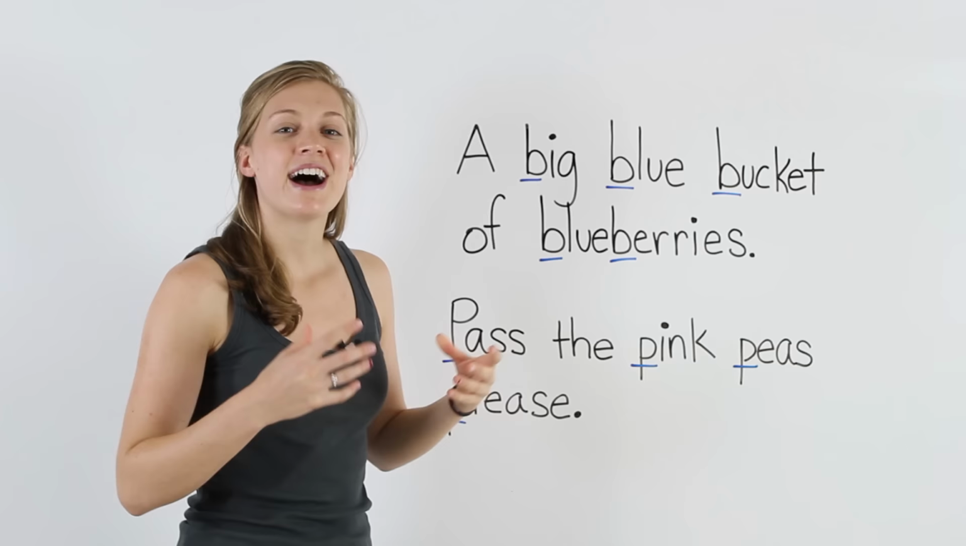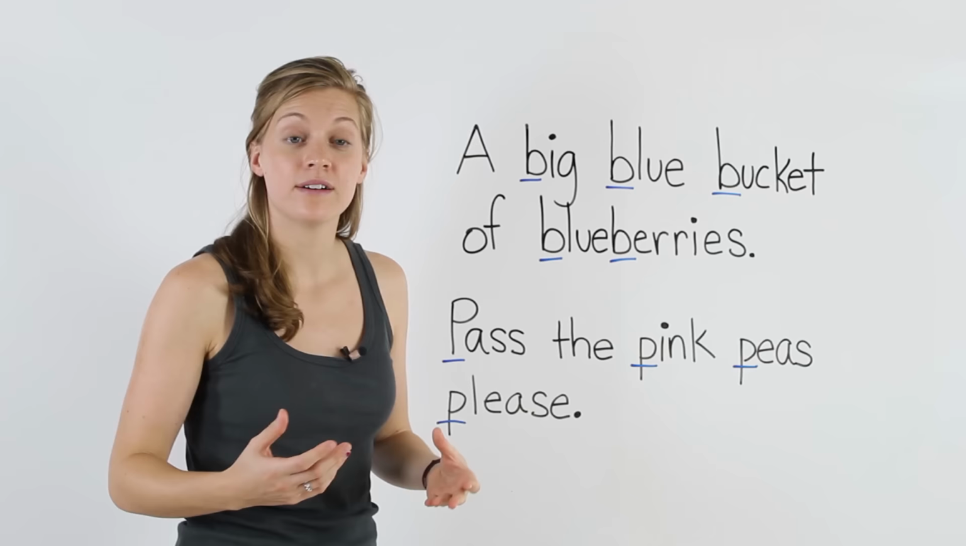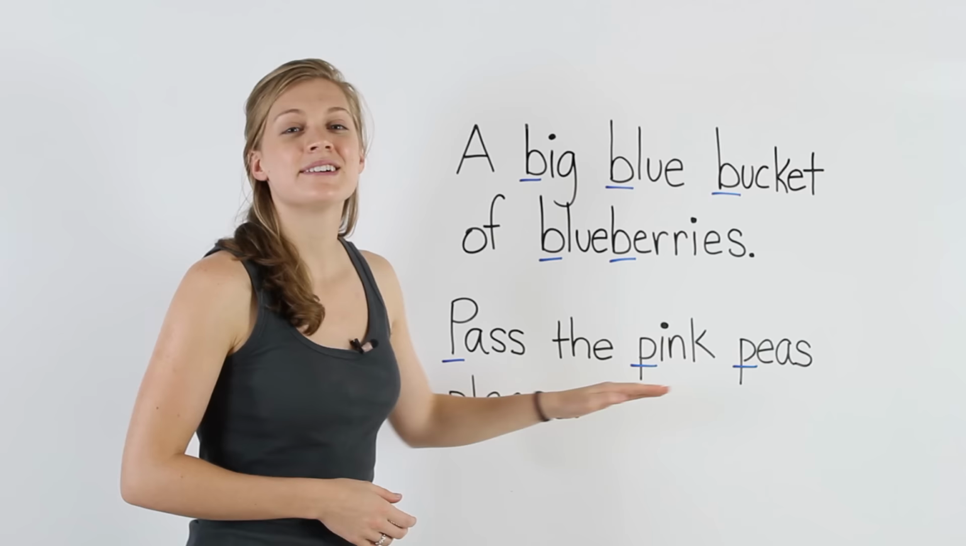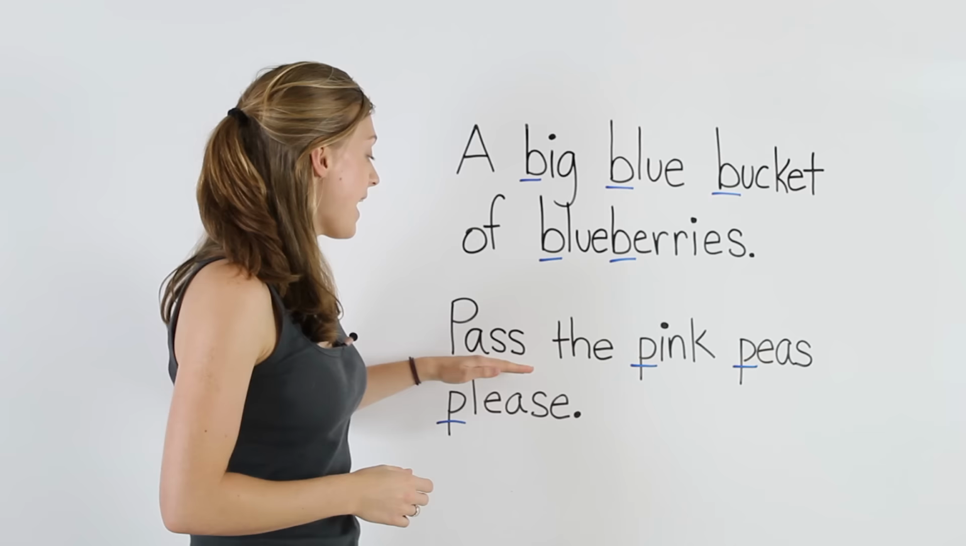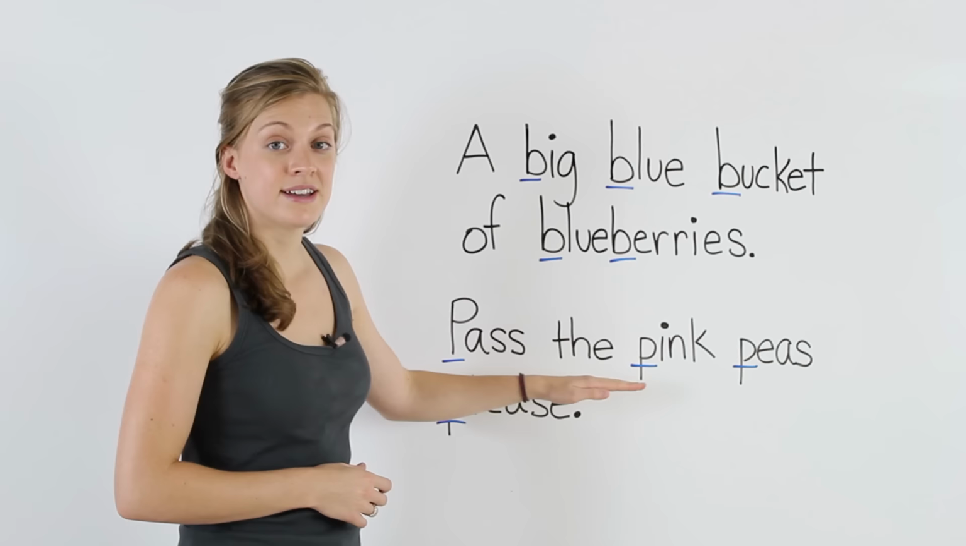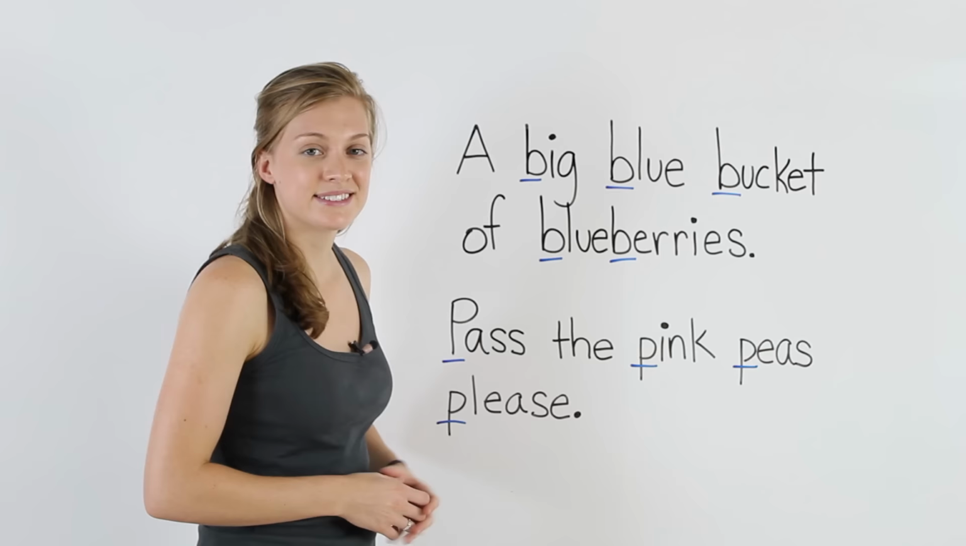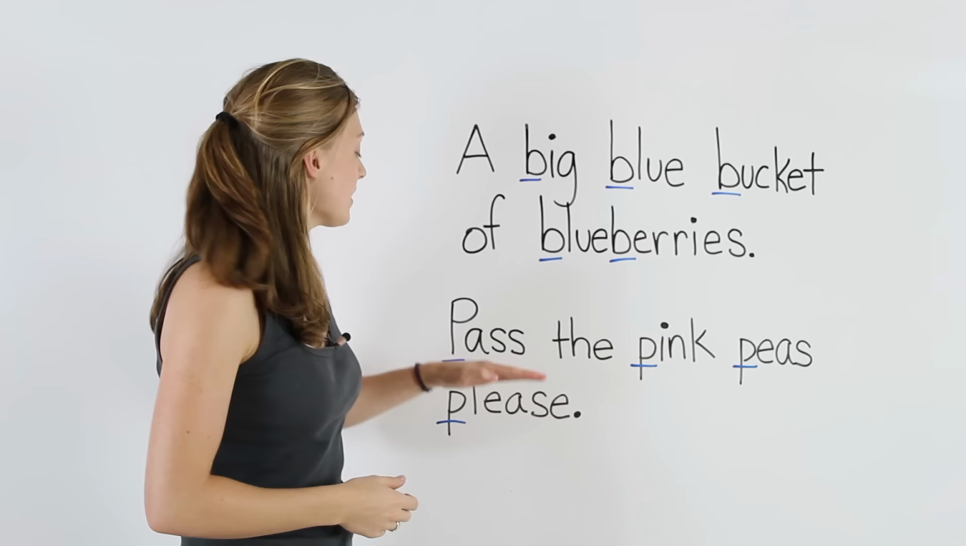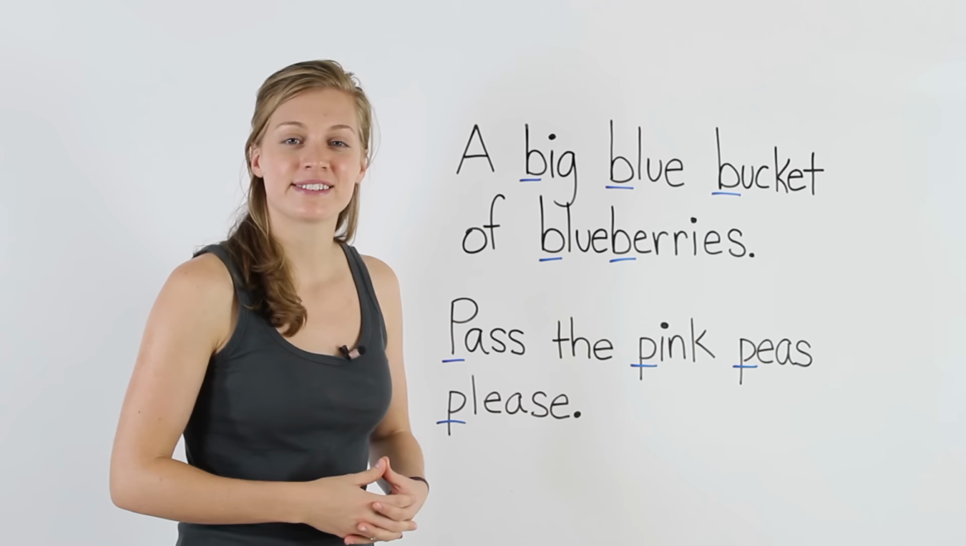Let's look at our second sentence with the P sound, pa. Pass the pink peas, please. Now, repeat after me, but very slowly. Pass the pink peas, please. One more time, a little bit faster, and all the words together. Pass the pink peas, please. Now you try. I bet you did well.